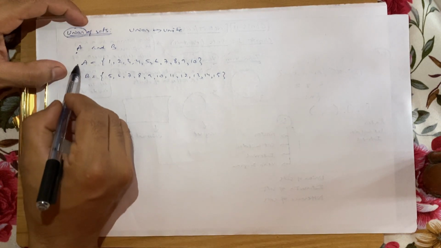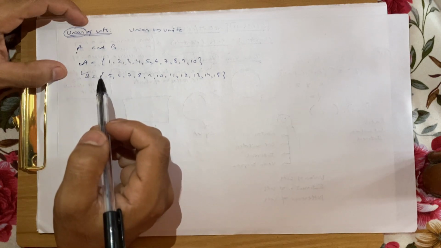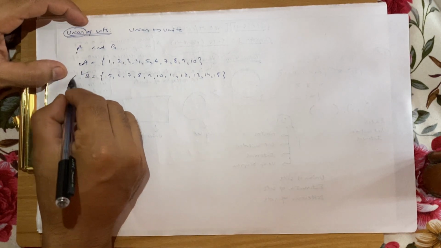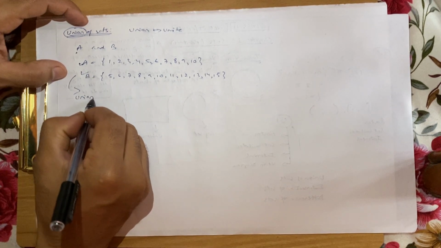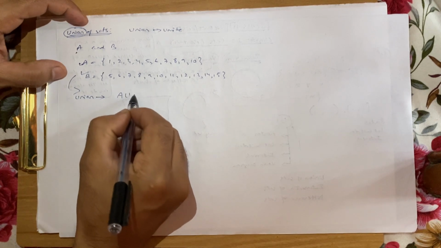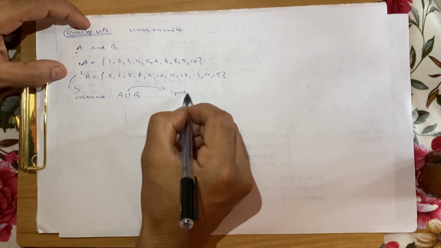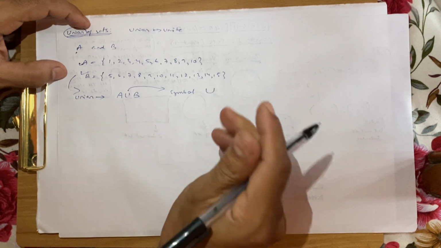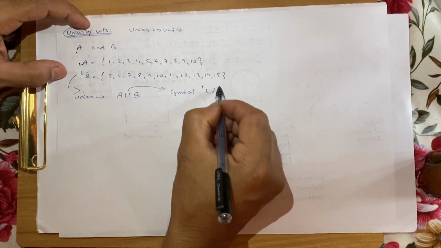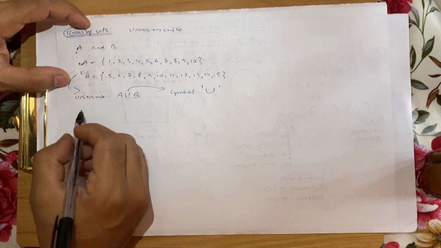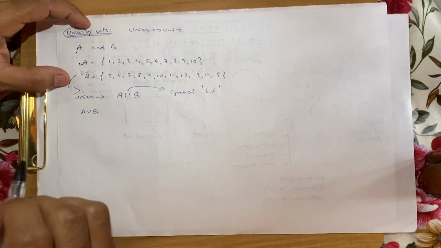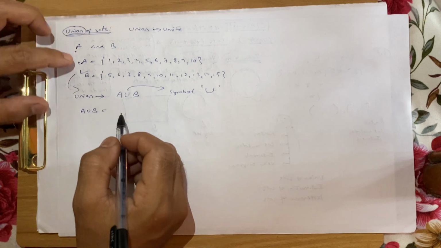So the union of set A and set B will be denoted as A union B, and this is the symbol. The symbol to denote union is this kind of enlarged U. And A union B is a set, and it is a combination of this set and this set.